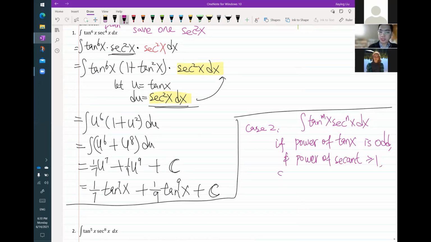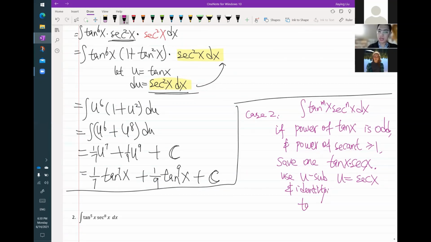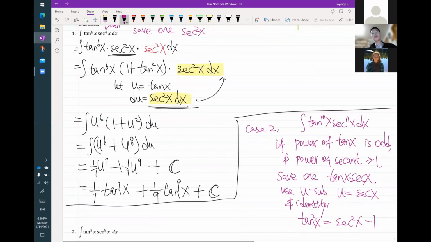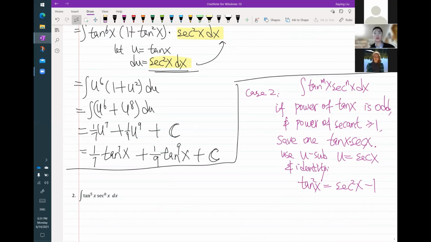then if we have this case, we're going to save one tangent x secant x term. So we're going to save an expression that's tangent x times secant x. We're just going to save it, and then we're going to use u-substitution, u equals secant x in this case, and the identity that we're going to use is tangent squared x equals secant squared x minus 1. It's basically the same thing as the identity above. We're just going to move the 1 to the left to give you secant squared x minus 1 equals tangent squared x. It's the same identity, just a different way of writing the equation.